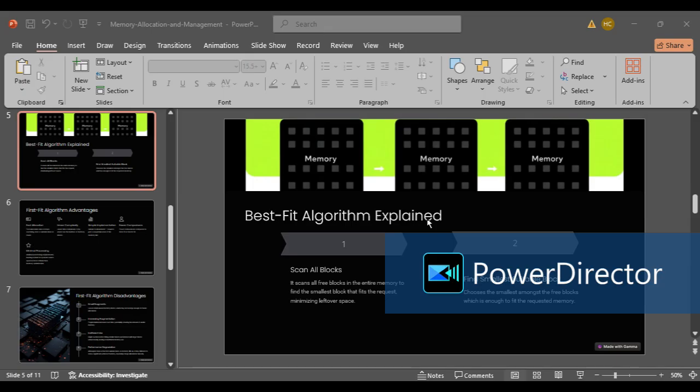So from this we can say that the first fit allocates the requested memory as soon as it finds a block large enough to accommodate it, whilst the best fit scans the entire memory, finds free blocks, and then chooses the smallest among these free blocks to allocate the requested memory to.